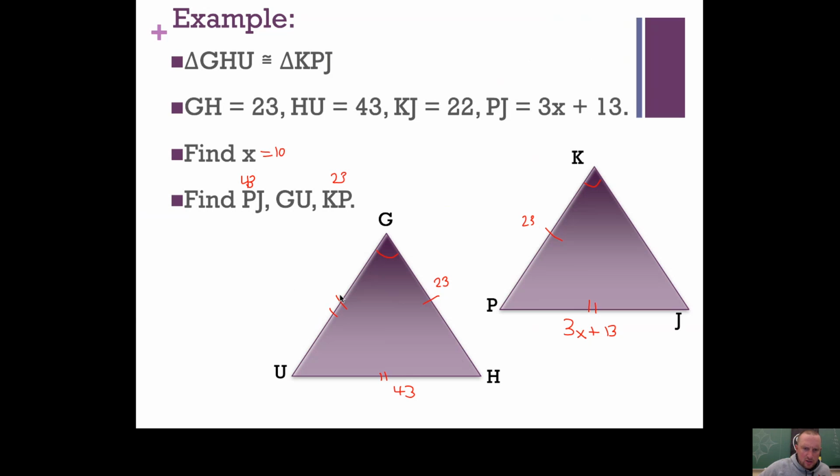Now, segment GU, we know that's congruent to segment KJ. Segment GU isn't on here, but segment KJ is. It's 22. So that means that this guy's 22 as well.